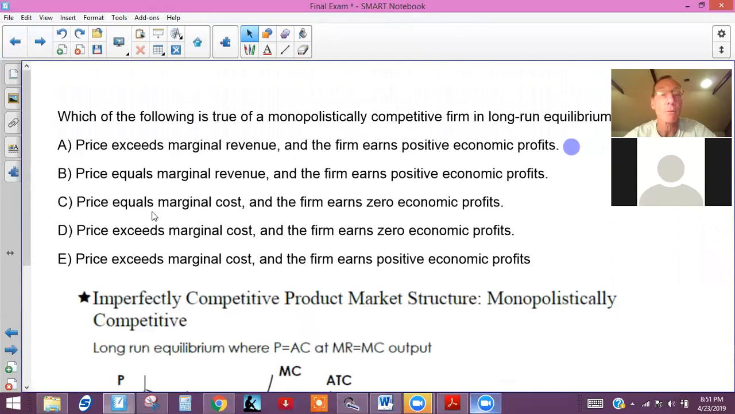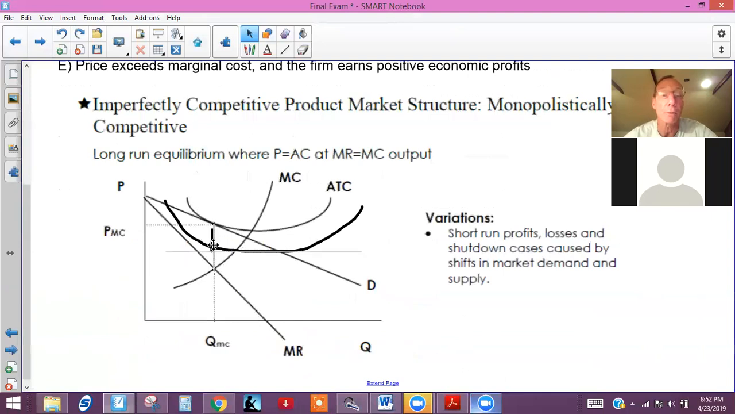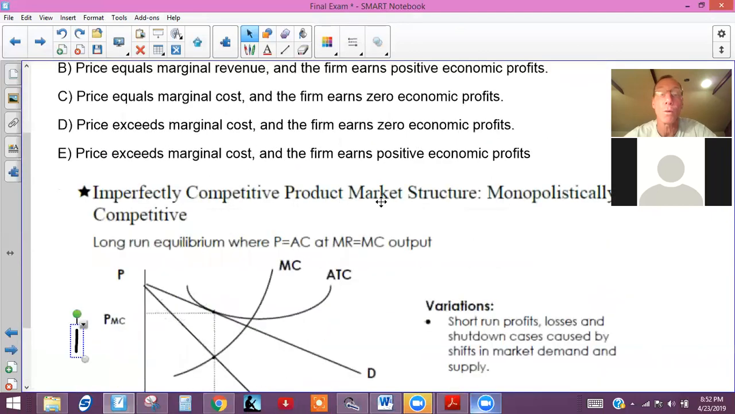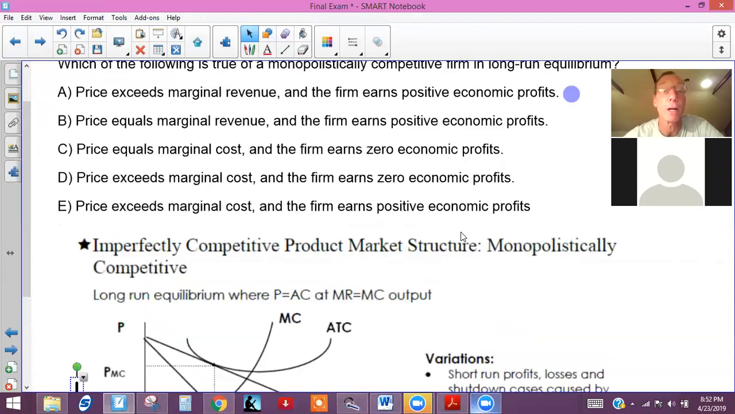Now, price equals marginal cost. Once again, this would be true in earning zero economic profit for a perfect competitor, but it would not be true for a monopolistically competitive firm because price obviously is above marginal cost. Let me get this out of the way. Marginal cost is here, and price is way up there. So that's not true for this type of firm, a monopolistic competitor. It is true for a perfect competitor.